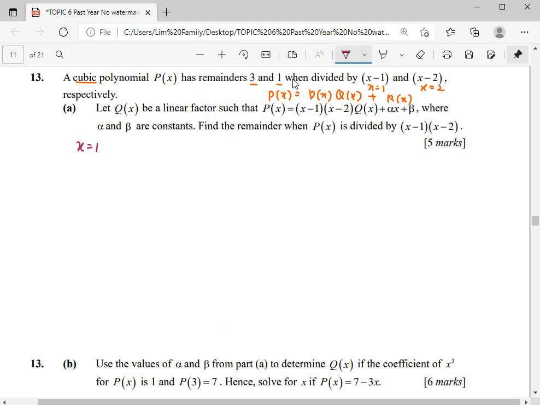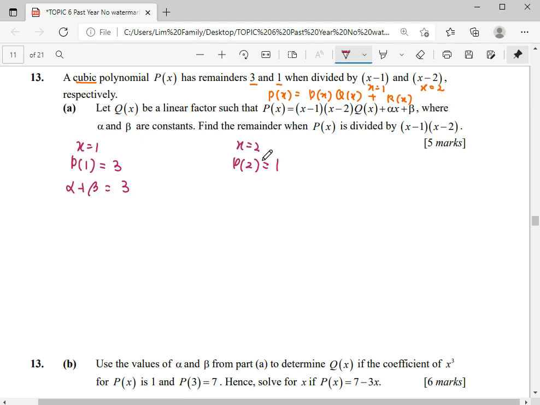When x equals 1, p(1) equals 3, because when you divide it by x minus 1, the remainder is 3. Another piece of information: when x equals 2, p(2), the remainder is 1. Then we start to substitute 1 into our polynomial, not the expanded form, but the factor form here. When I substitute 1 into the polynomial, you'll notice that 1 minus 1 is 0, leaving alpha plus beta.